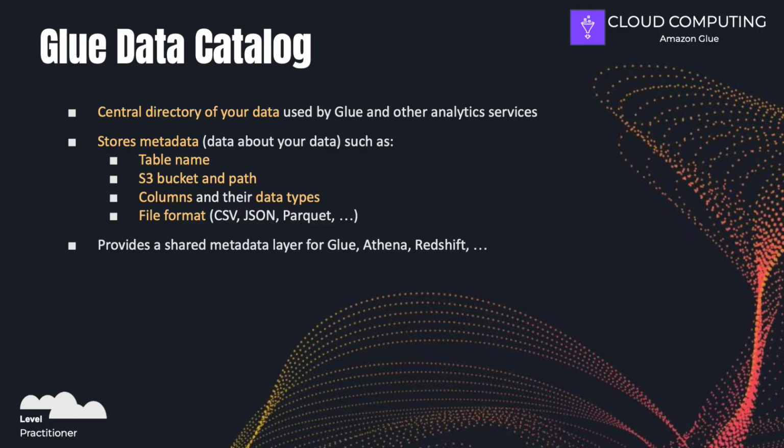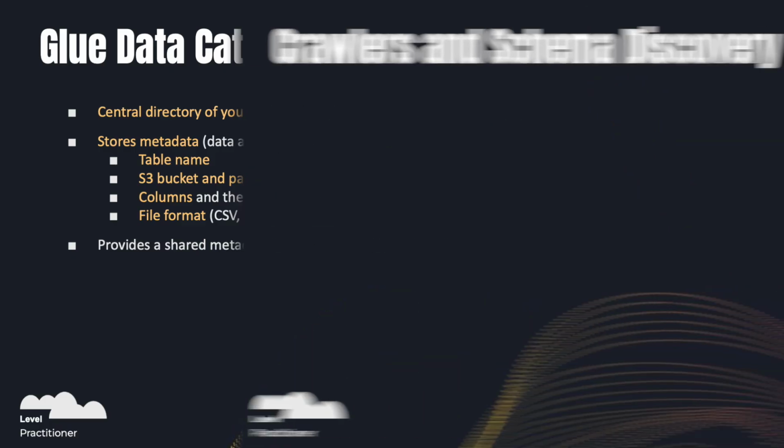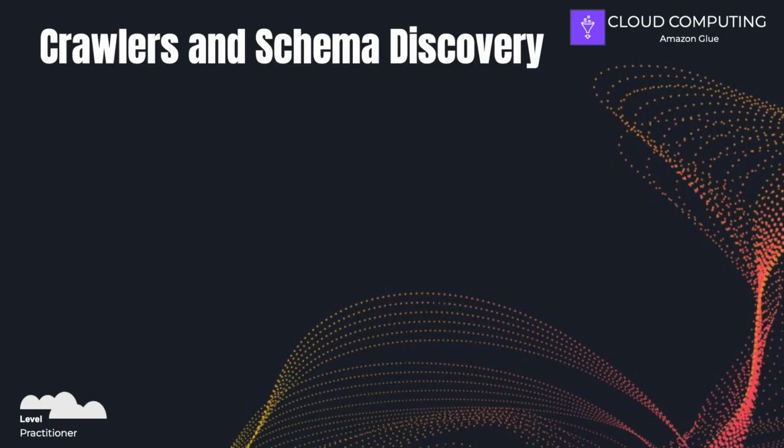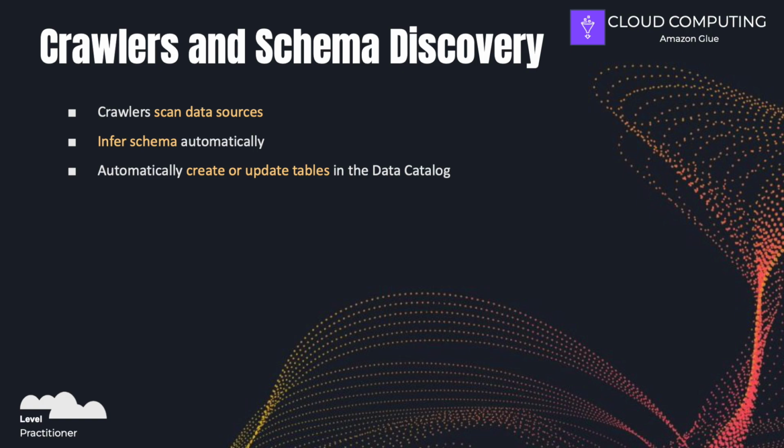Now, how does Glue build this catalog? That's where crawlers come in. A Glue crawler is a component that can scan your data sources, meaning that it looks at the files or tables, infers the schema, and then automatically creates or updates tables in the data catalog.